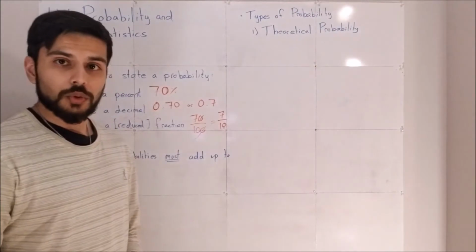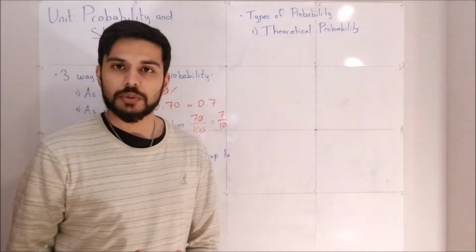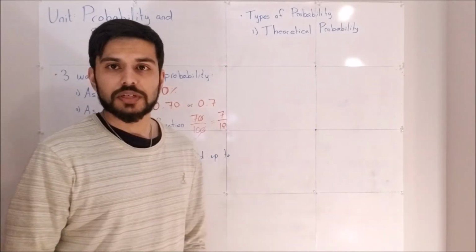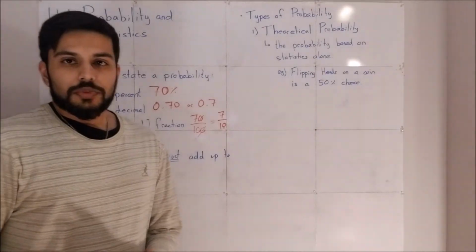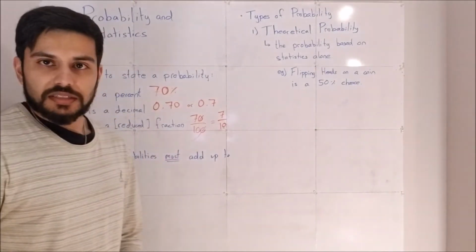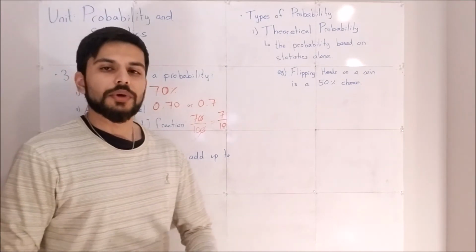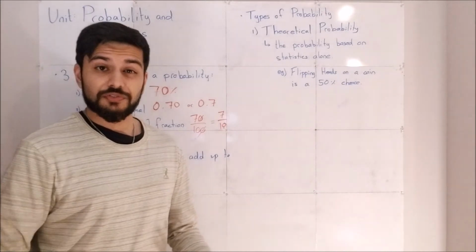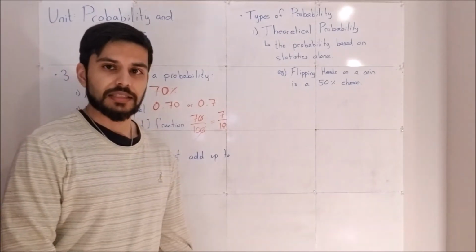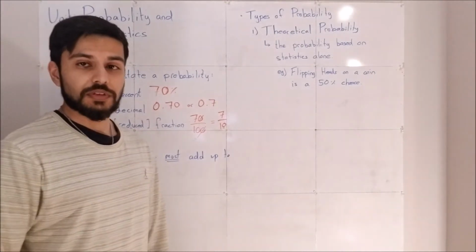Once we know how to record different types of probabilities, we need to understand what kind of probability we're dealing with. There's three different types that we're going to look at. One of them is called theoretical probability. Theoretical probability is based on statistics alone. An example of that is if you're flipping a coin. A coin has two outcomes, heads or tails. If I flip a coin, I'm looking for heads. There's a 50% chance that I'm going to get heads, and that's because the theoretical probability of getting heads is 50%.